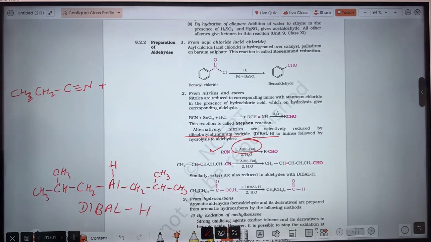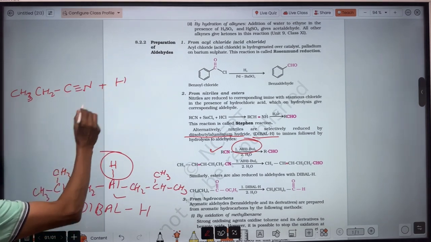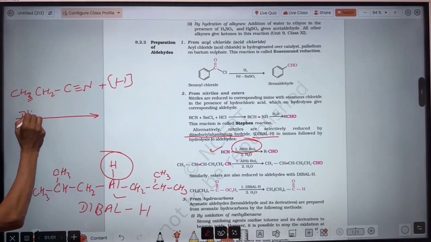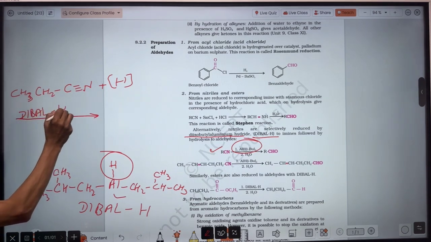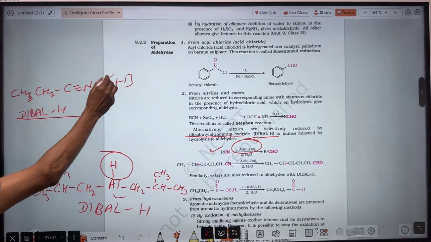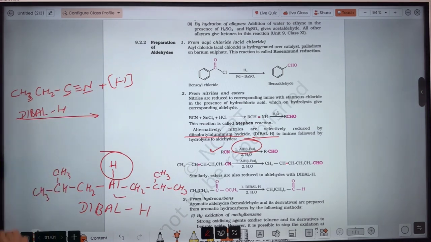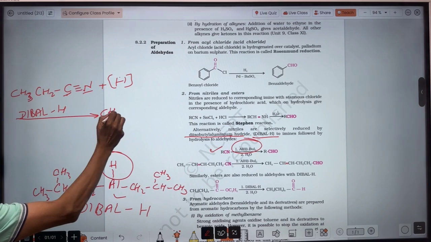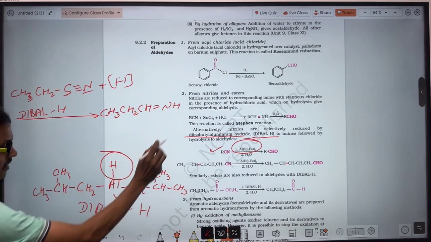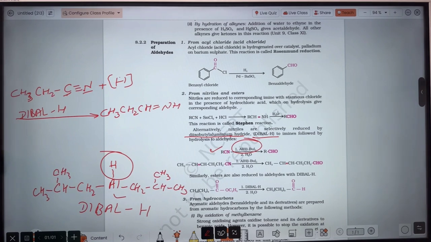So this compound will also act as a reducing agent. Hydrogen will be released from here very readily. So nascent hydrogen will be provided by DiBAL. One hydrogen will bond to this carbon, another hydrogen to this nitrogen. So the compound becomes, again, an imine.